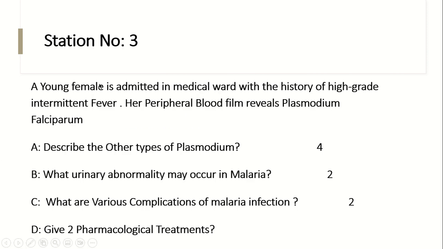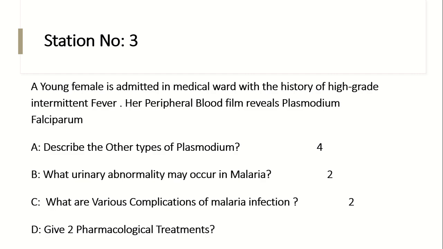Third station is, a young female is admitted in the medical ward with a history of high-grade intermittent fever. Her blood film reveals Plasmodium falciparum. What are the other types of Plasmodium? What urinary abnormality may occur in malaria? What are the various complications of malarial infection? And give 2 pharmacological treatments of this condition.